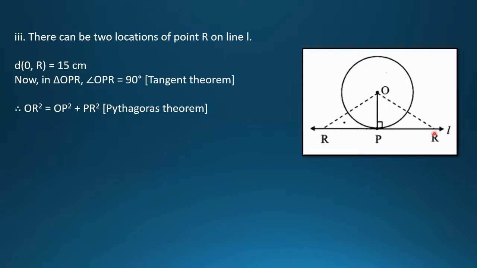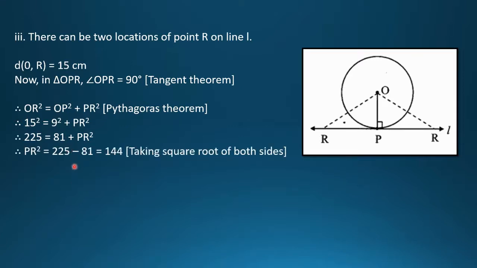We'll use Pythagoras theorem in the triangle, and OR will be the hypotenuse. So we can say OR square is equal to OP square plus PR square by Pythagoras theorem. Distance OR is 15 and OP is 9 centimeters, that's the radius of the circle. We substitute the values, take the square of 15 and 9. So square of 15 is 225, square of 9 is 81.